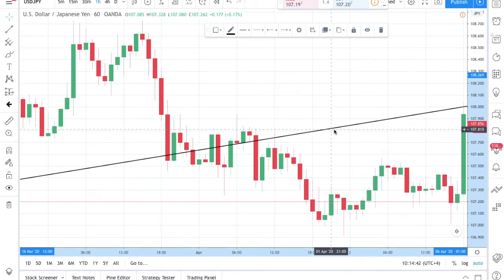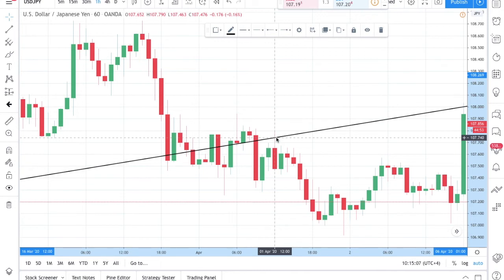So what I told you guys, when it's a resistant line, we have to wait for the market to touch it and we open our sell order. Resistant line for selling, support line for buying, guys. So let's see. It hit our resistant line. So we open a sell order here, but where should be our take profit?